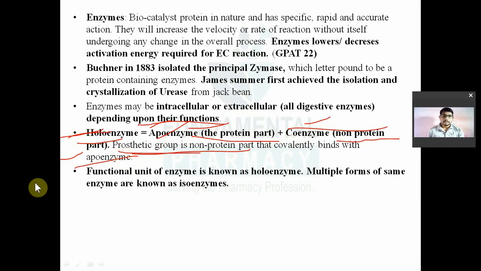Please mute yourself. Then the functional unit of enzyme is known as a holo enzyme. So I have told you the functional unit of enzyme is known as a holo enzyme. Now one enzyme will have multiple forms. Okay, like they are known as isoenzymes.